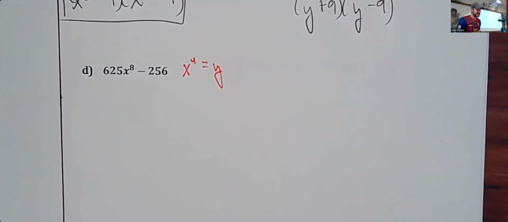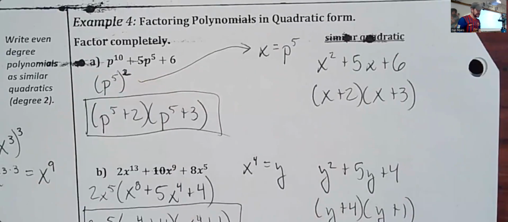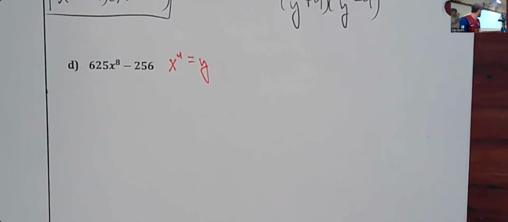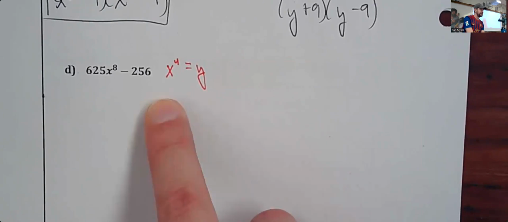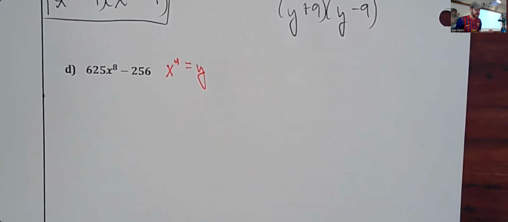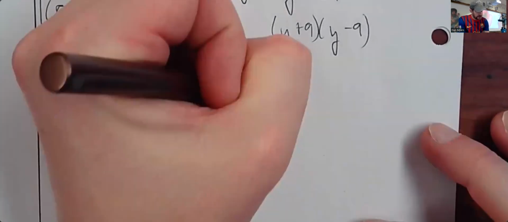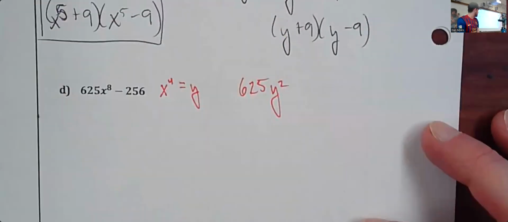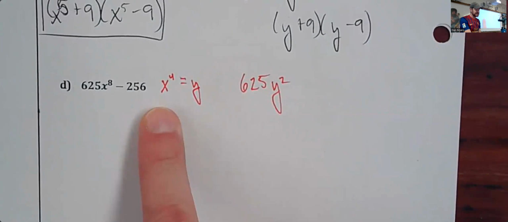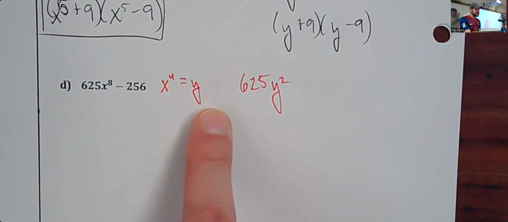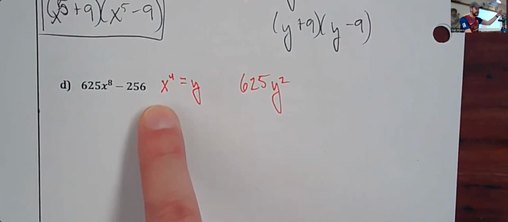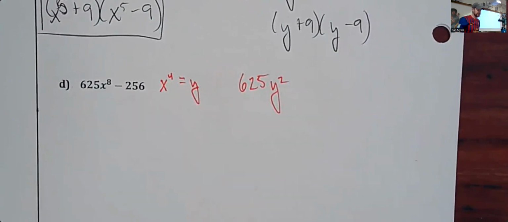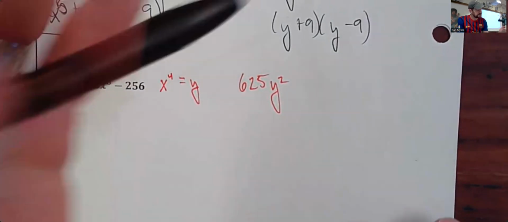We used x in the first one because x was not part of the original polynomial. But with b, c, and d, x is part of the original polynomial. So when we use substitution, we can't use x for this. X to the 4th equals x is not a good way to go. So over here, we're going to write y squared. And the reason for that is, 625 y squared, keep a coefficient. Because if y is equal to x to the 4th power, y squared would be x to the 4th power squared. 2 times 4 is 8. So it works. And then minus 256.